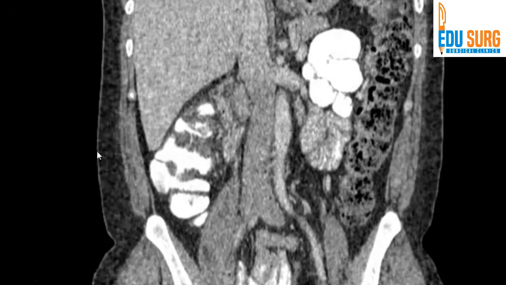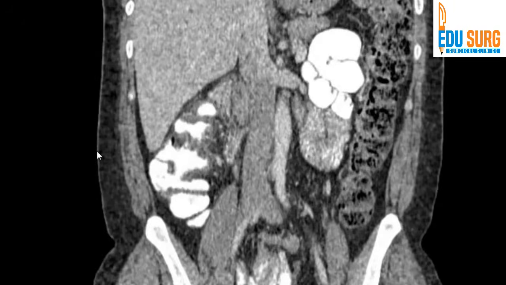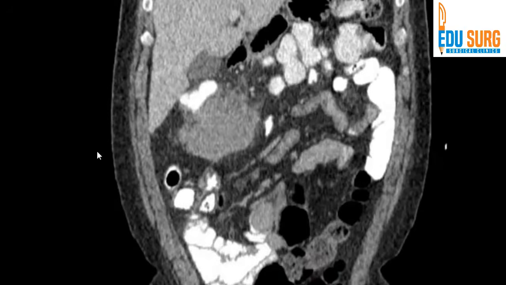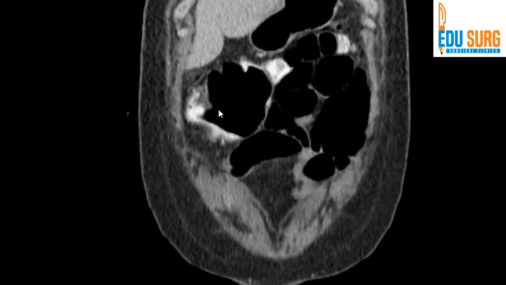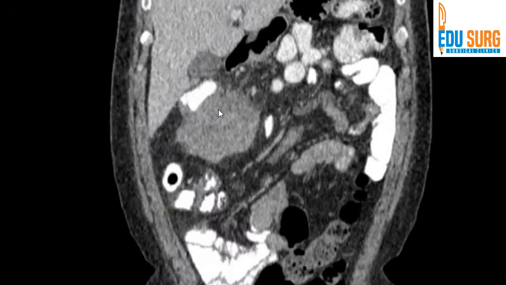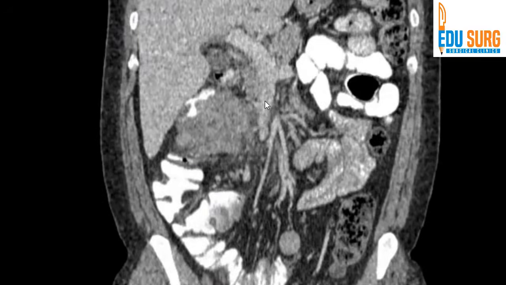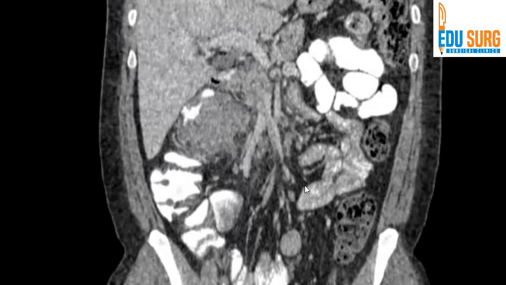So just a brief look at the coronal. We have seen kidneys free, duodenum free, and then you come to the mass in the hepatic flexure. So the origin is this loop, which is the hepatic flexure. You can see here, right? So hepatic flexure, transverse colon mass. You can see the SMV, a plane between the tumor and the SMV.